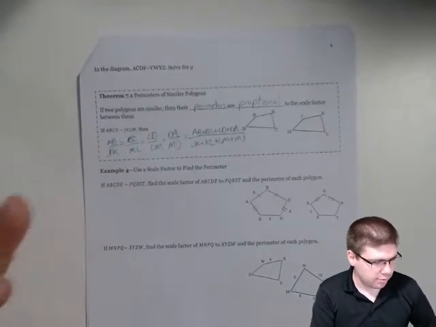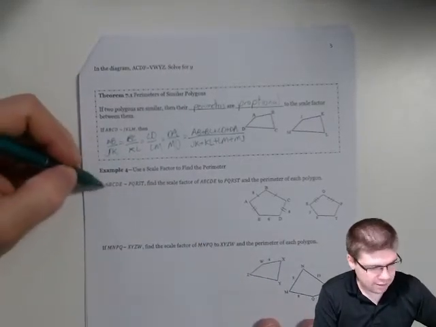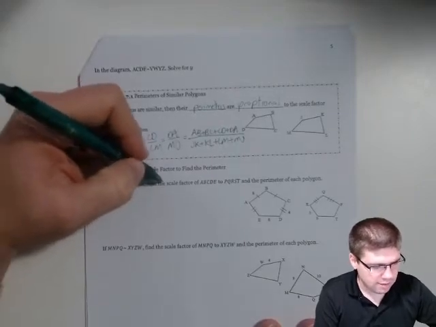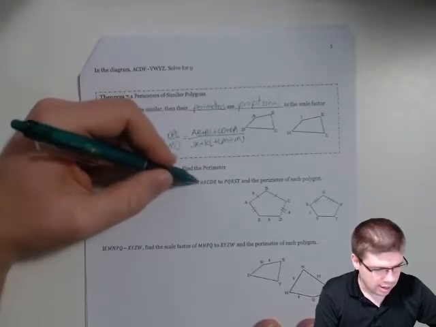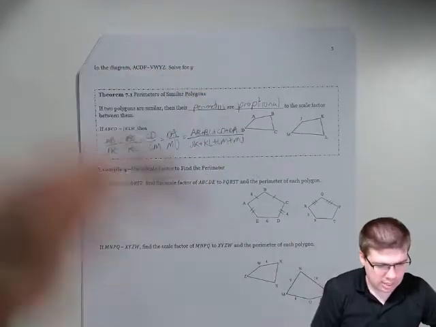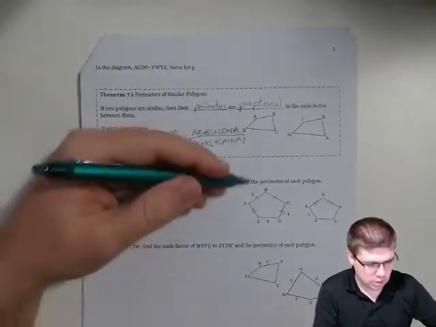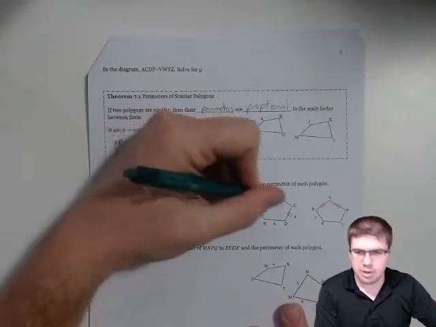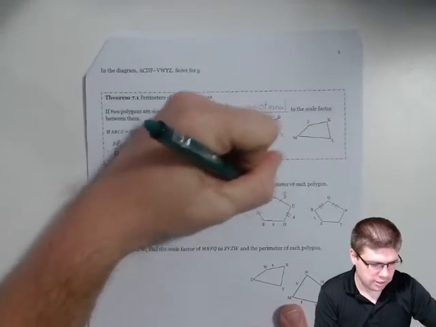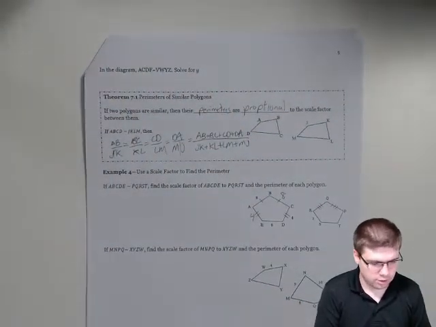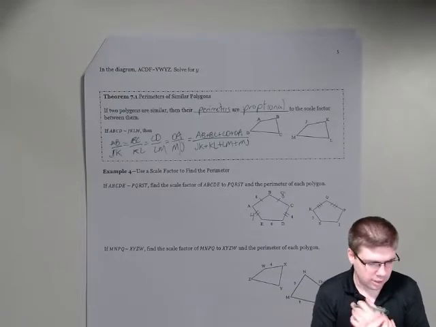So a couple of scale factor perimeter problems. If ABCDE is similar to PQRST, find the scale factor of ABCDE to PQRST and the perimeter of each polygon. So here we've got this figure. They didn't label a lot of sides, but they marked some congruencies for us. So if that's 8, this is 8. If that's 4, this is 4. Kind of makes that figure all work out quite nicely.